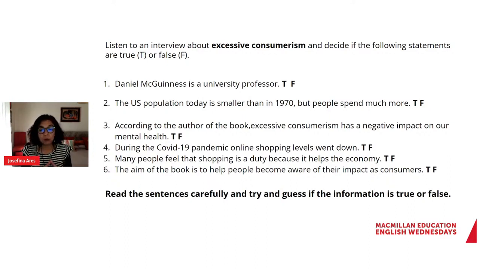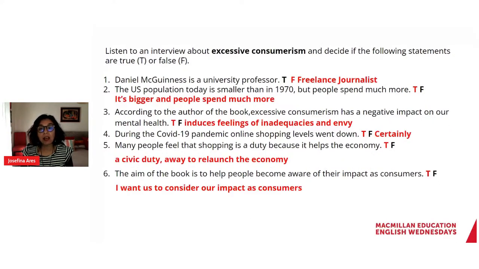So this is what I do with the students. Read the sentence carefully and try and guess if the information is true or false, okay? And then we look at the answers. So number one was false. He was a freelance journalist. Number two was true. It's bigger. And people spend much more money. No, it was false. Sorry. Number two was false. I've done that wrong. But anyway, it was false.